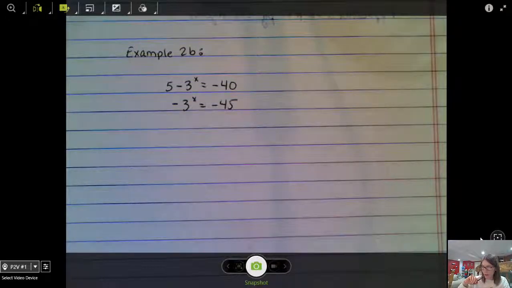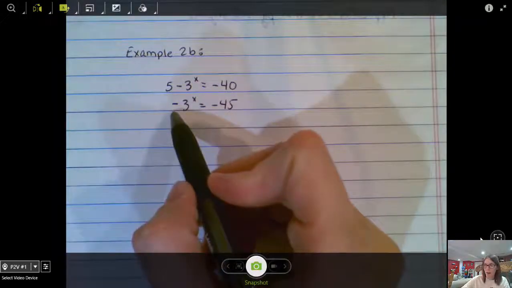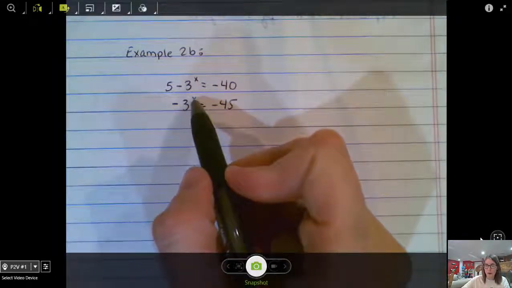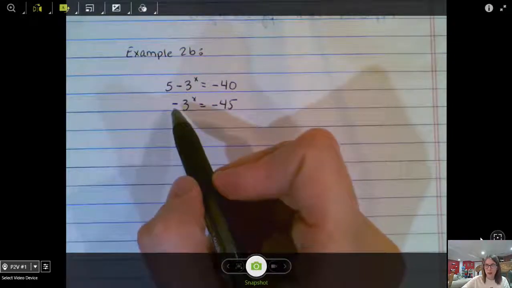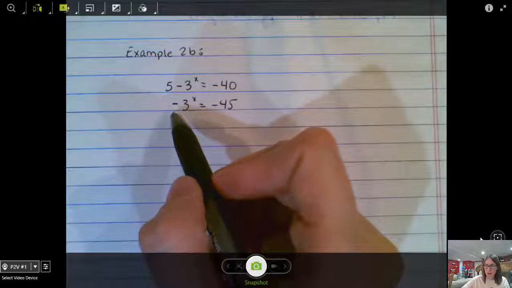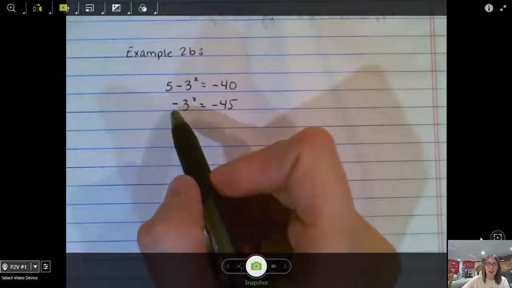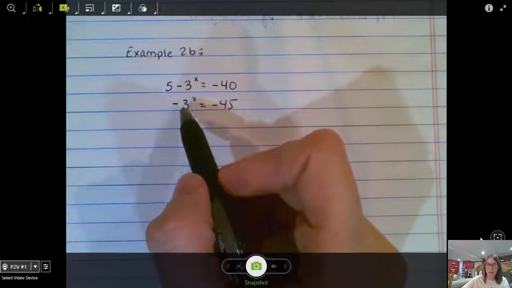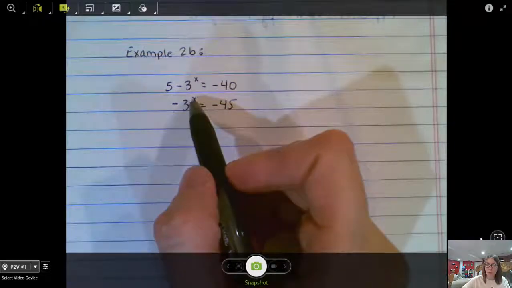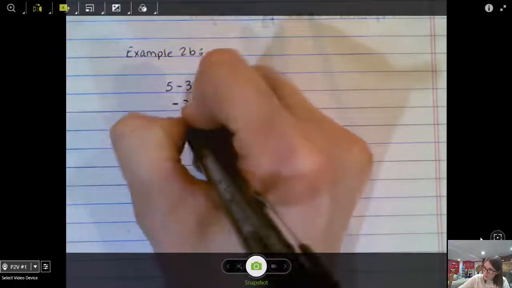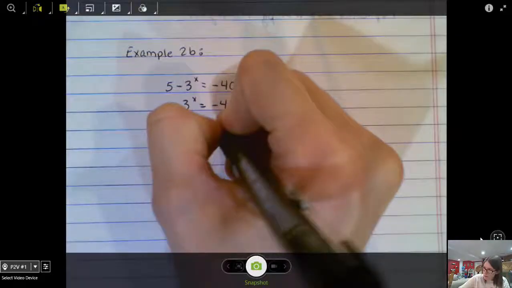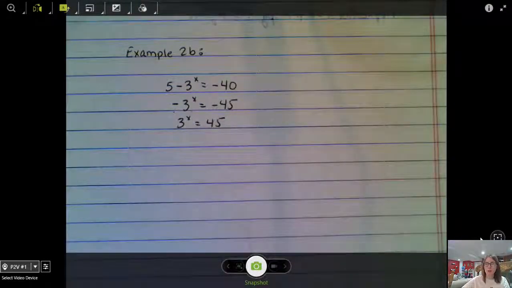Well, right now, it's really important to remember the difference between negative 3 to the x power, like how it's written, or if there were parentheses around this. Be careful, it's kind of deceiving. Remember, this is like negative 1 times 3 to the x power. So before I do anything with logarithms, I need to get rid of this negative. Divide both sides by negative 1. 3 to the x equals positive 45.